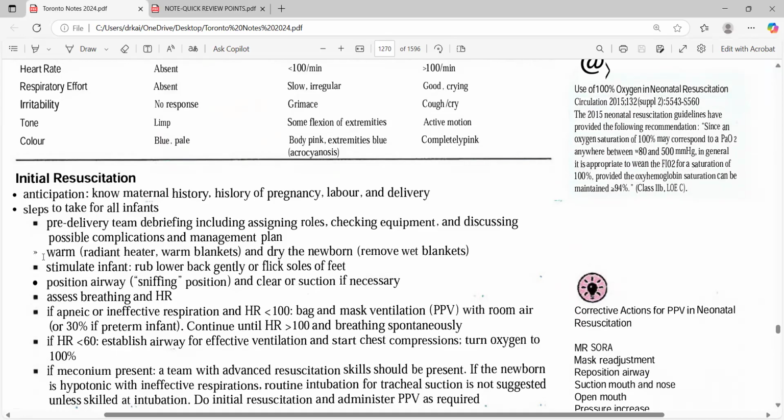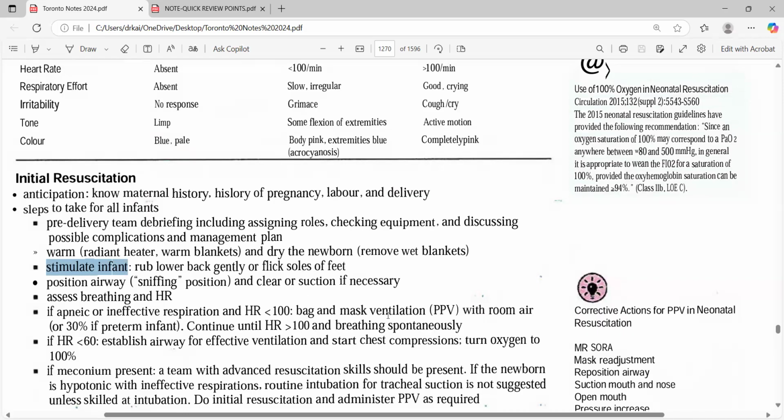Starting with the warm. Okay, most important is starting with the warm and dry, the new baby, and then stimulate the infant. Maybe he's sleepy, in that case rub the back and the soles of the feet. Then the positioning of the airway, making the sniffing position, and don't just directly jump to that one. Always start with warm, stimulate, then positioning, then assess breathing and heart rate, then go for apnea, ineffective respiration, or heart rate less than 100.